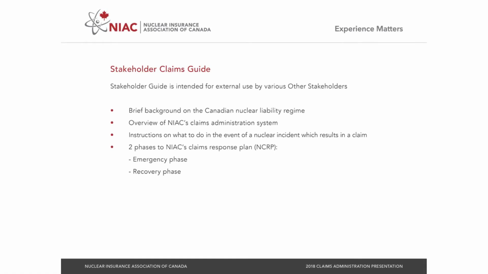The Stakeholder Claims Guide is intended for external use by other various stakeholders. In the Stakeholder Guide, we provide a brief background of the nuclear liability regime. We also give an overview of the NIAC Claims Administration System and information for call to action should an incident occur. As mentioned earlier, there are two phases to NIAC's claims recovery plan, and the emphasis has been on the emergency claims phase, such as an evacuation.